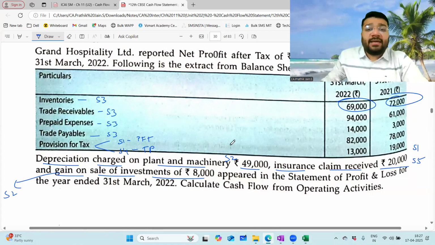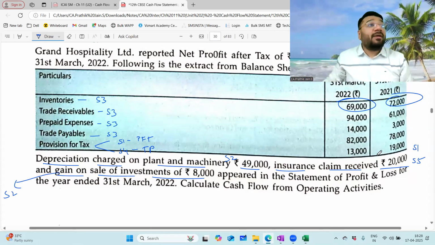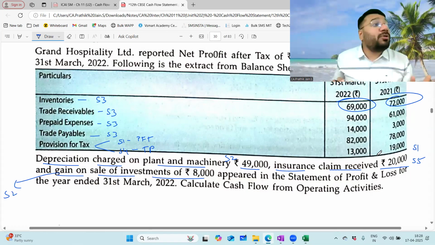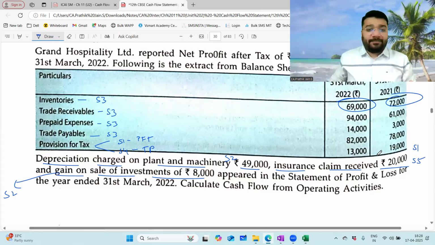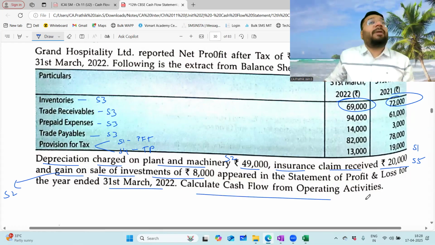Now the question she's asking is: sir, insurance claim received 20,000 is given, but goods or asset is not given. What is the best assumption? In business, primarily you deal with goods, so you will treat this as goods and it will affect your operating activity. Now, gain on sale of investment 8,000 appeared in the P&L for the year ended. Calculate the cash flow from operating activity.